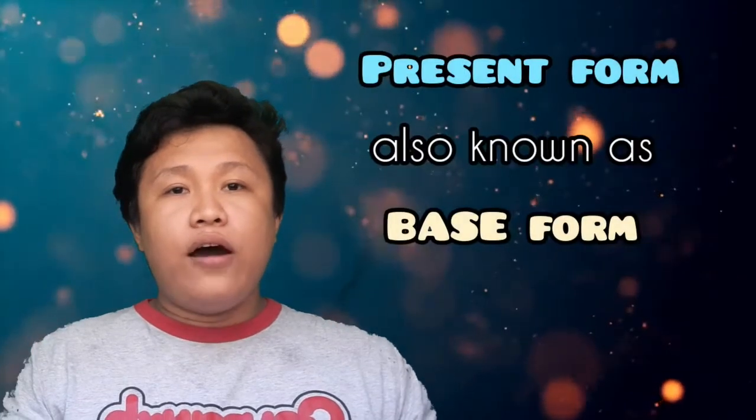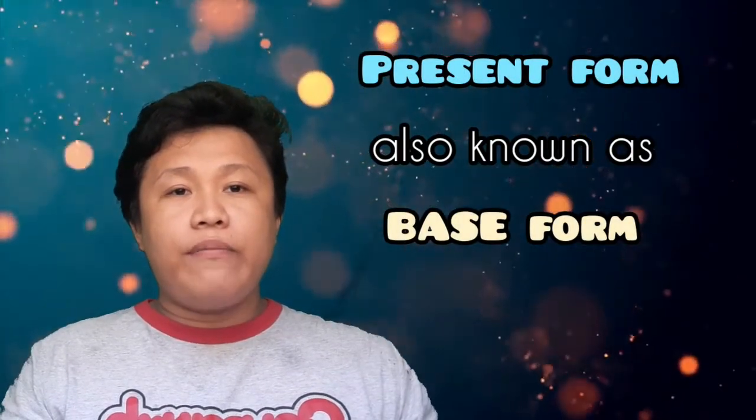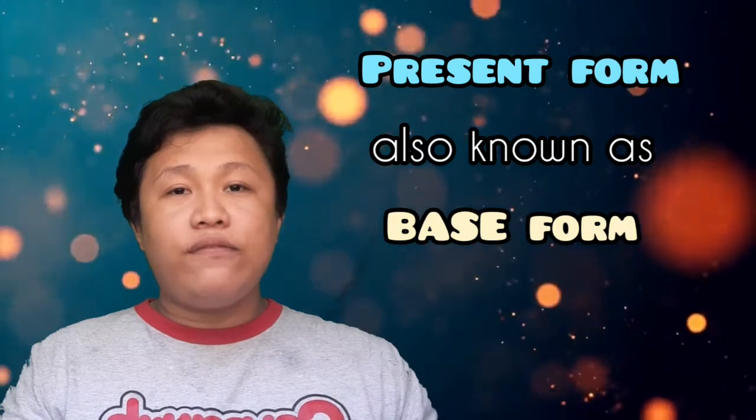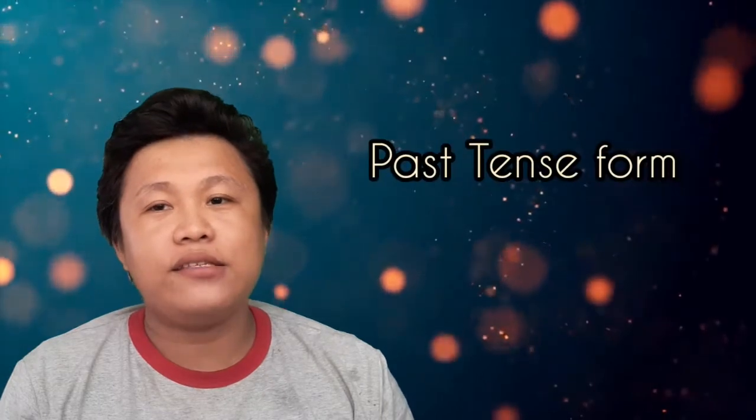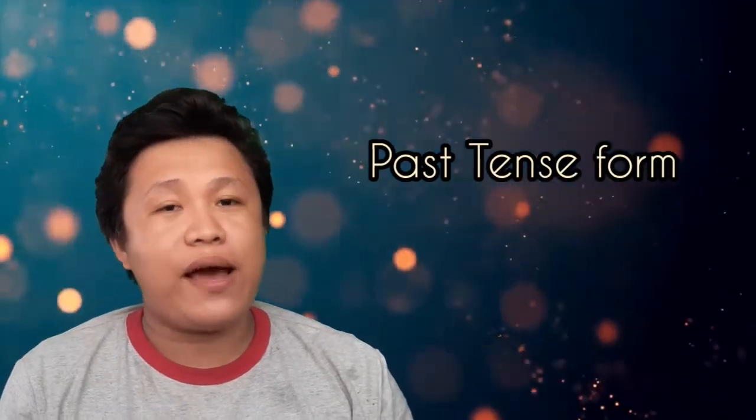Always remember that the present form of the conjugation of the verb is also called the base form of the verb. So there is no need for us to change its form if the verb is being conjugated into its present form. Now let us proceed to the second part of our conjugation of verbs, which is the past tense form, or shall we say the past tense.